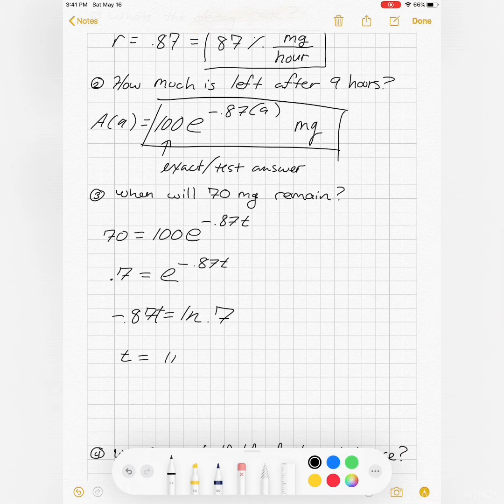And divide. So actually you'll see it kind of looks like I have a negative number for t here. But actually I don't, because ln of 0.7 is actually negative. So I actually have a negative over a negative. So the result is actually a positive value of time, which is what I needed.